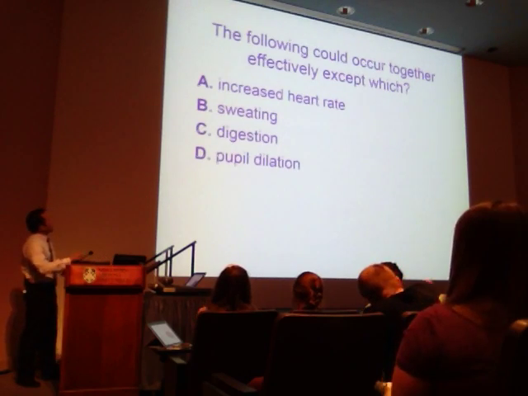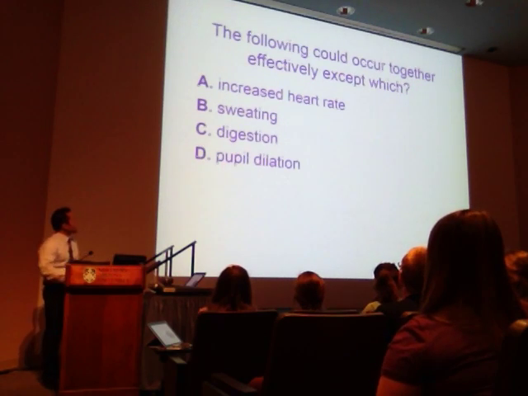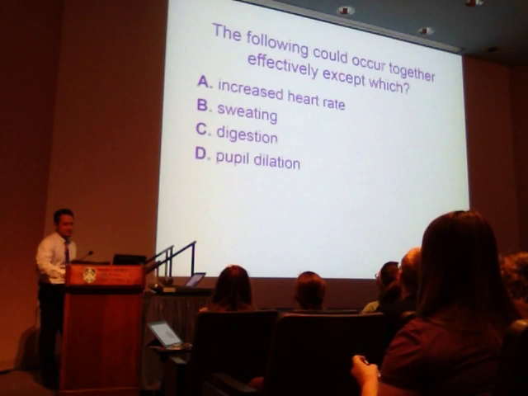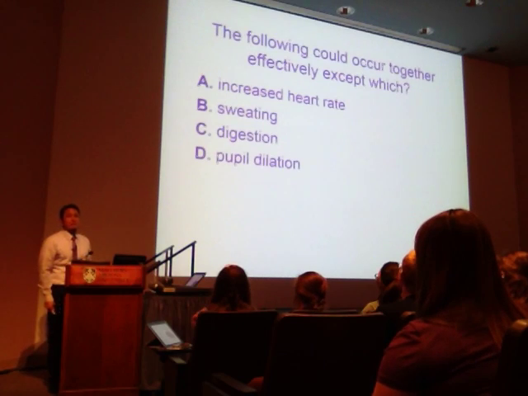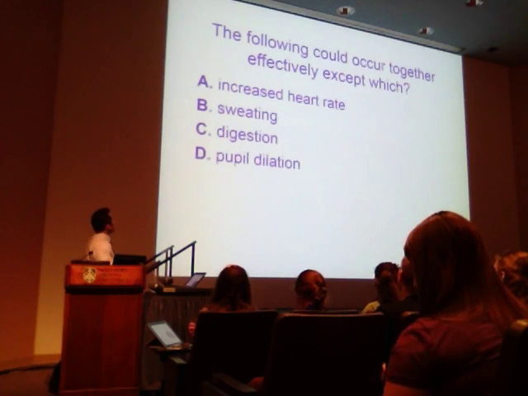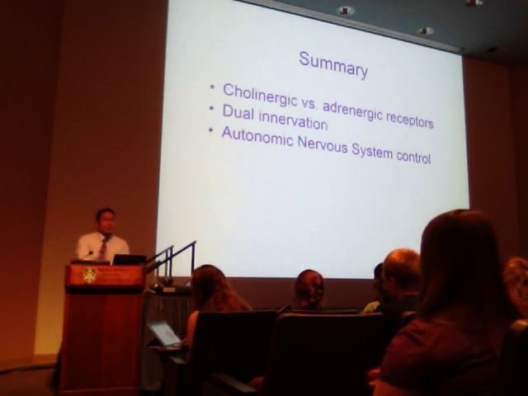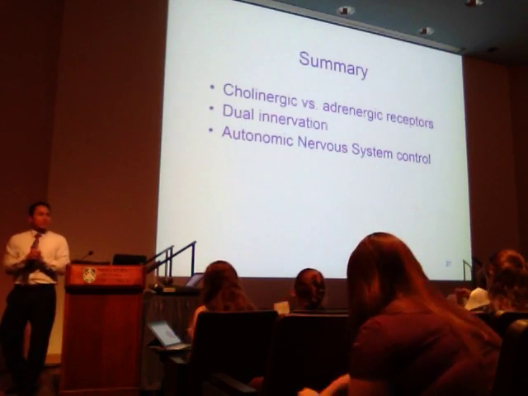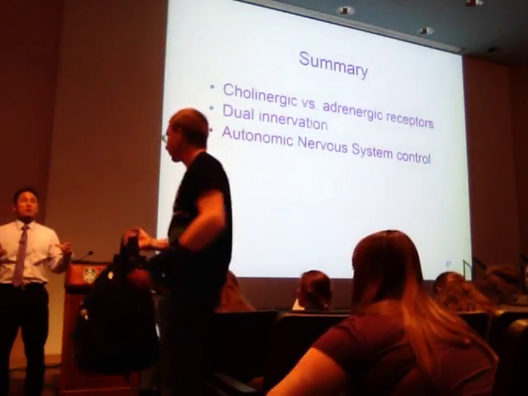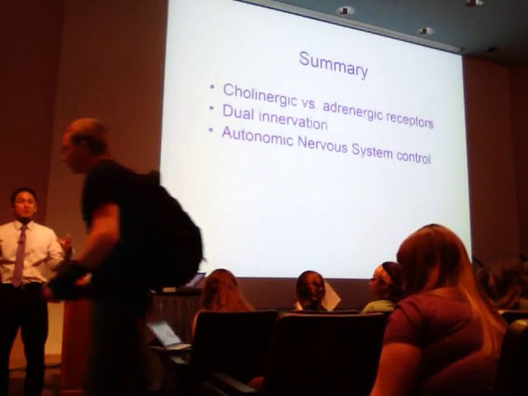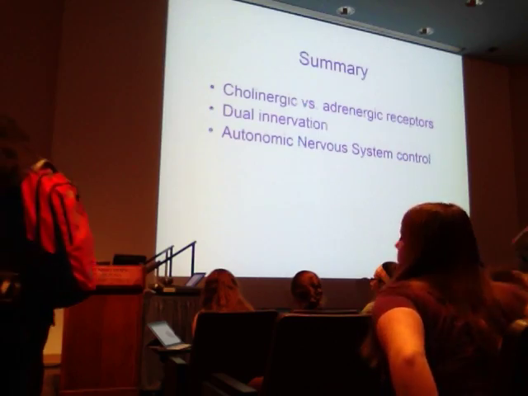All right. Following could occur together except what? Which ones couldn't occur together? Which one's out of place? C. C's out of place because all the other ones are dealing with sympathetic. Right? Okay. Go over these questions, guys. Here's your homework. You ready? I want you to draw those sympathetic and parasympathetic fibers, those 3 different versions. I want you to practice that drawing.